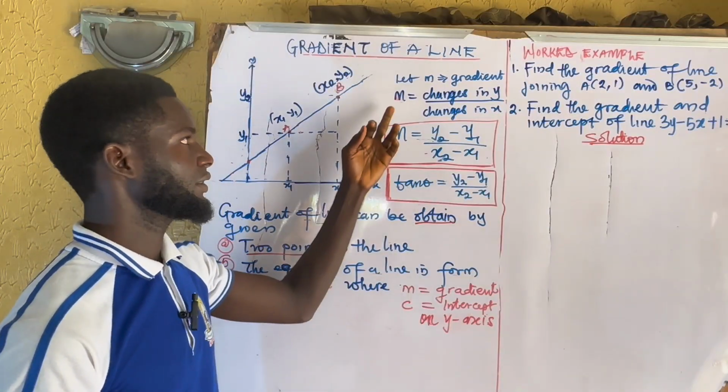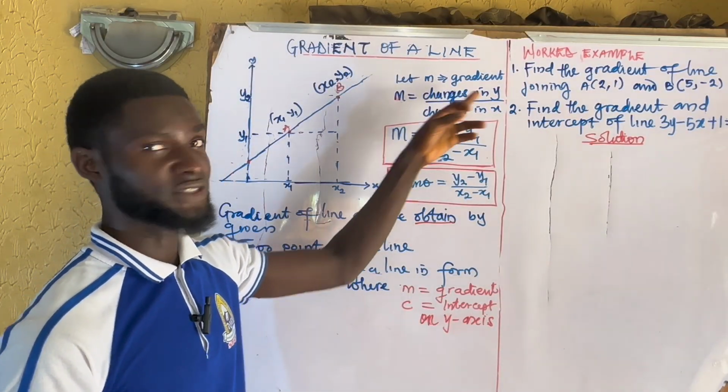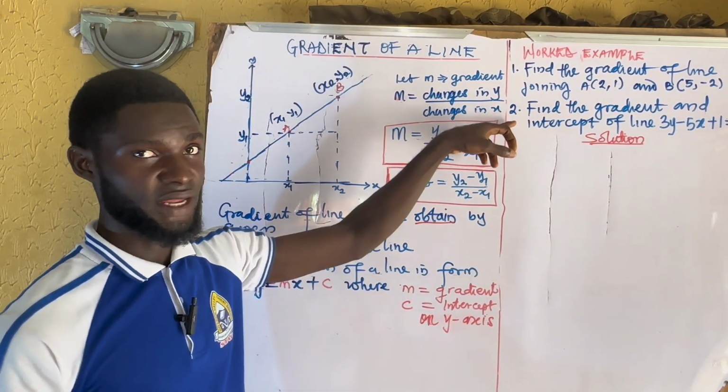We say that the gradient of a line is the ratio of changes in y to changes in x.